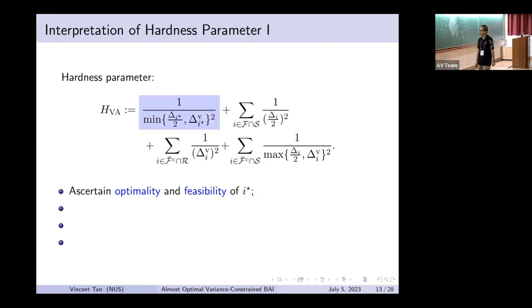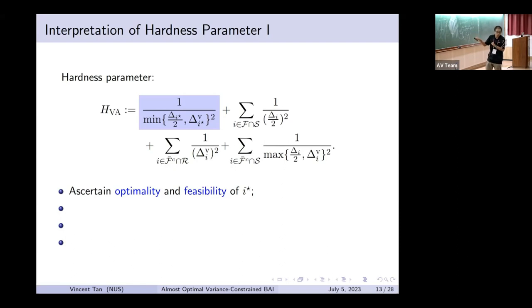Now let's look at the first term here. This first term involves I star, the best feasible arm. It always involves I star in terms of the mean gap and the variance gap. And there's a minimum here. Minimum means very small. If the denominator is very small, then the hardness is very big. So what is the point of this term? It is for us to ascertain optimality and the feasibility of the best optimal solution. In order to ascertain the optimality of a particular solution, you need to pull the arm 1 over delta times, by simple concentration. So this combines ascertaining optimality and feasibility of I star.